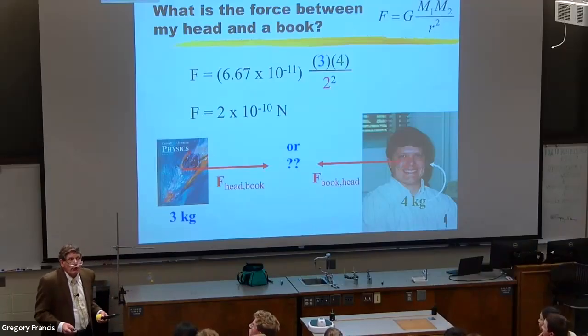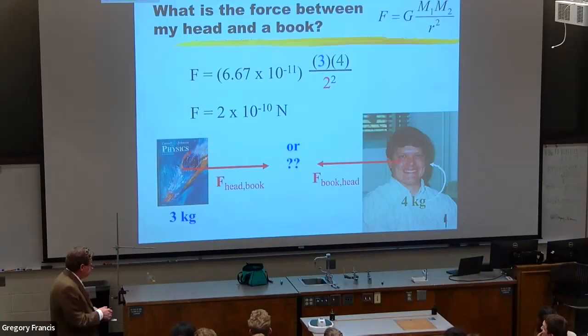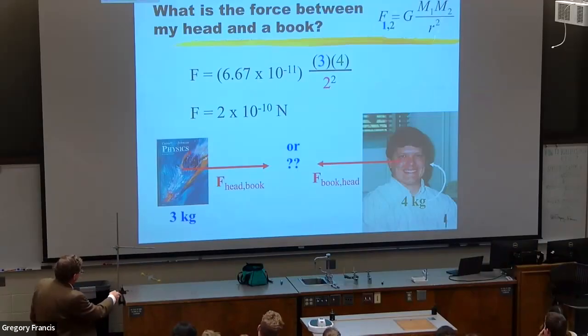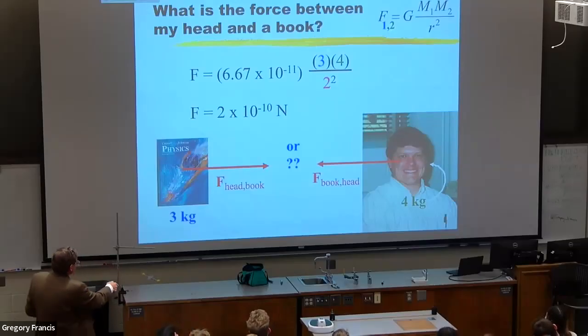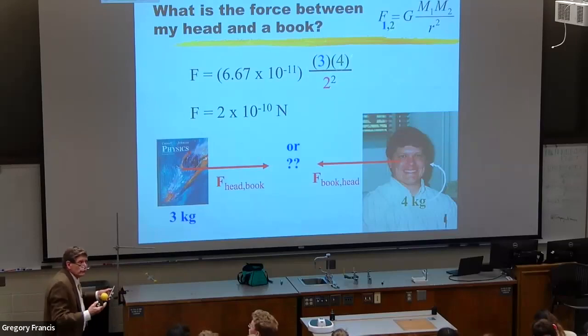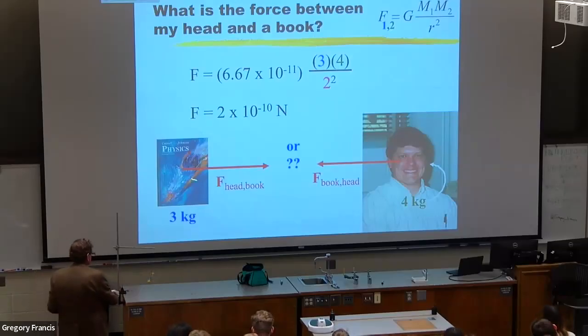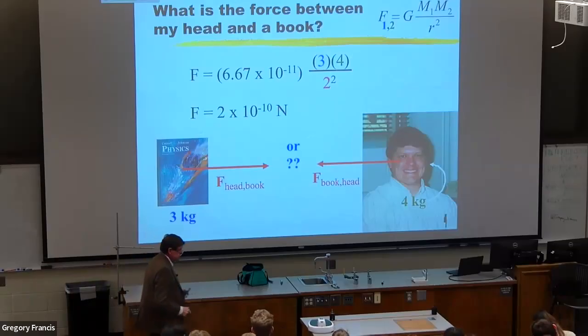It's the force on both. It shouldn't surprise you that Newton's law of gravity has Newton's third law built right in. Look, this is the force by 1 on 2. If I want the third law companion, I switch those indices, the force by 2 on 1. Well, 3 times 4 is the same as 4 times 3. So Newton's third law is built right into the law of gravity. Built right in. So that's the force on the book and the force on the head.